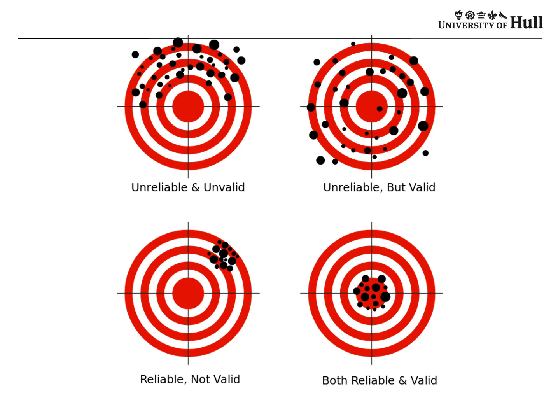Bottom left, the dots are very close together, the shots are very close together, so that is a very reliable shot. However, it's not valid because it's nowhere near the centre of the target. And bottom right, that measurement is both reliable and valid because it hits the centre of the target and the shots are clustered in one place.